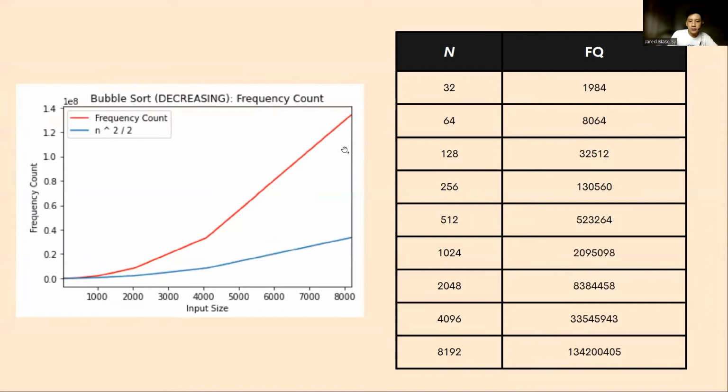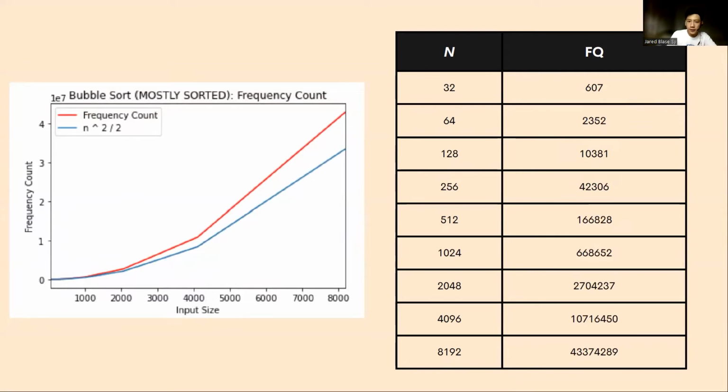For the descending ordered case, the gap between the basis and the actual frequency count became very large. This makes sense because descending ordering of the elements causes the algorithm to keep swapping elements, hence a greater number of steps, and nonetheless, the algorithm still has a quadratic growth rate.